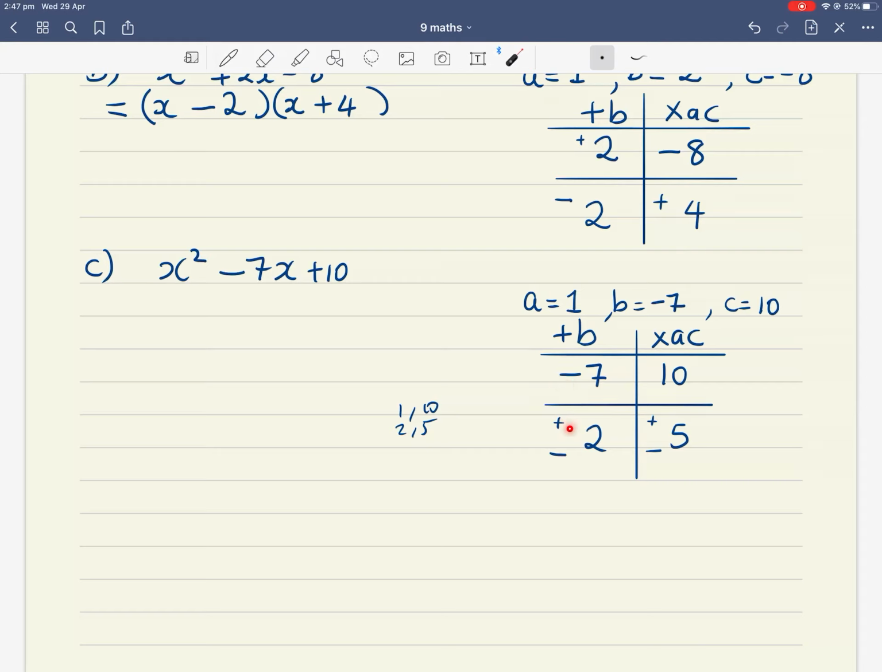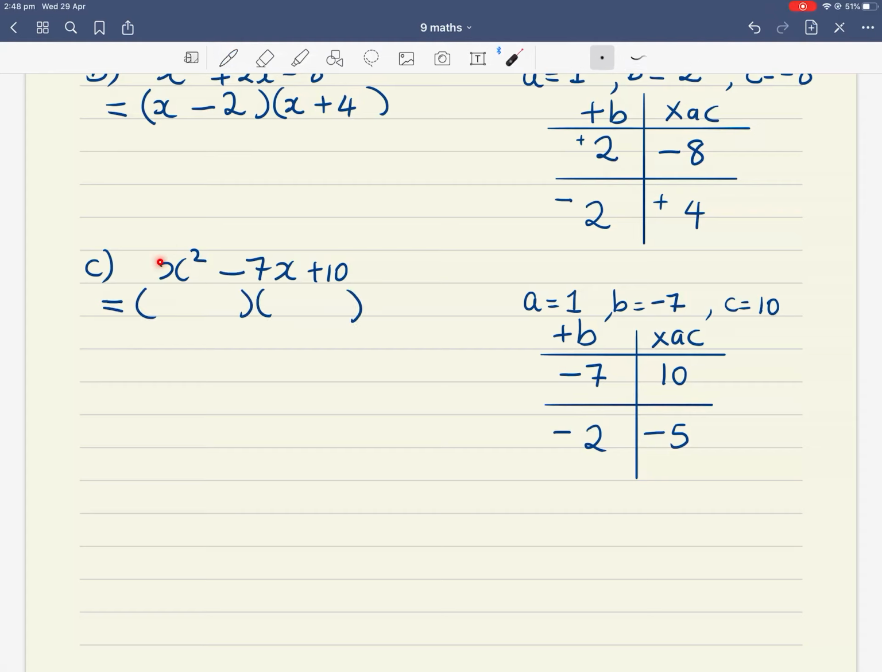So which option do we take? Well, we want them to add to negative 7. If we go positive 2 plus 5, we get a positive 7 as a sum, and that's not what we want. But if we take negative 2 plus negative 5, in total I do get a negative 7. So my two numbers of interest would then be minus 2 and minus 5, because minus 2 and minus 5 multiply together to become a positive 10, and they add together to become negative 7.